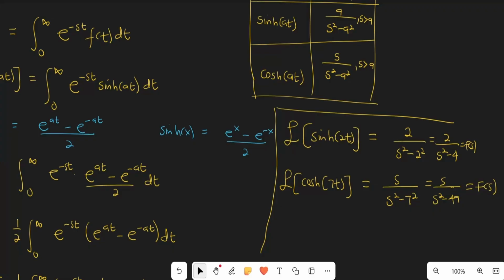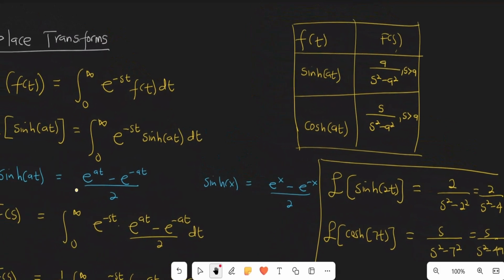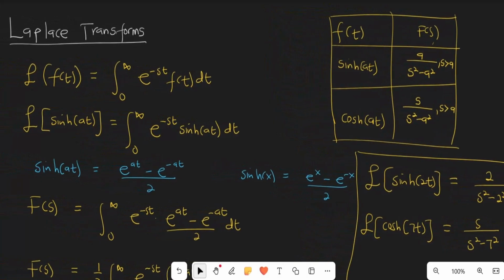Yeah, so this is how to solve the Laplace transforms of hyperbolic functions. So we just start off with the definition, and then we plug in the functions, and then we'll be able to integrate that based on the condition that s is strictly greater than a. Yeah, so in my next video, I am going to now solve the Laplace transform of exponential function multiplied by trig function and hyperbolic functions.